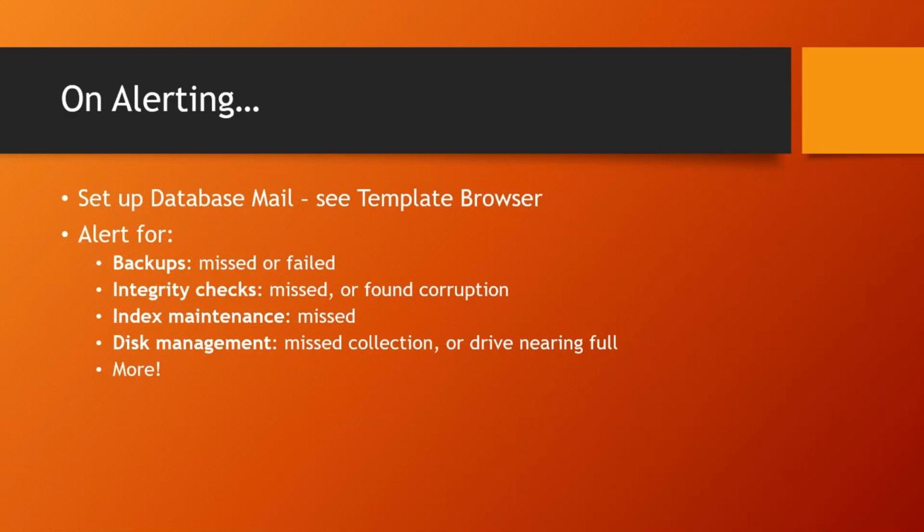Alert for at least, this is just a starting list, missed or failed backups. So I actually have a script in the Minuware community zone that goes and checks to see when the last backup was. And if it's been more than a week, it's configurable, then I get an email that says, hey, it's been more than a week for this backup. Alert for integrity checks. Definitely if you haven't had one in a while, and most definitely if corruption has been found.